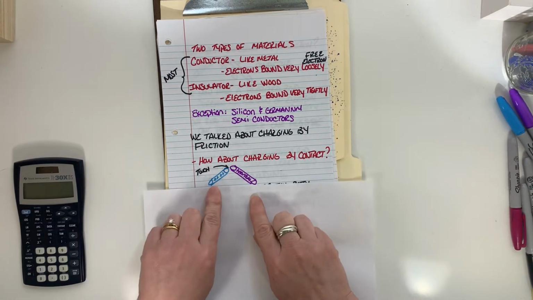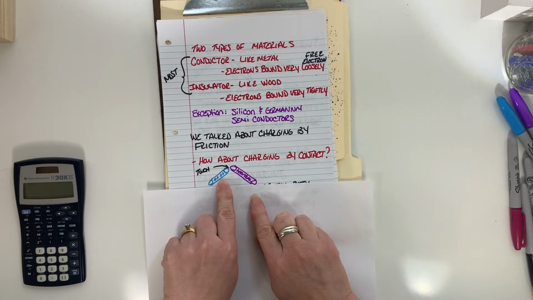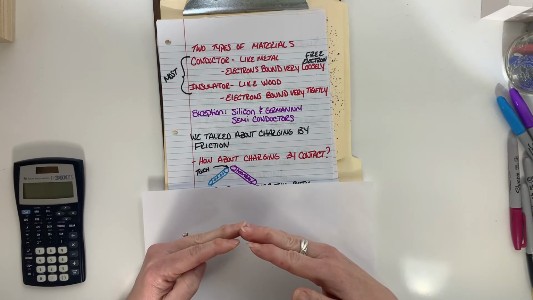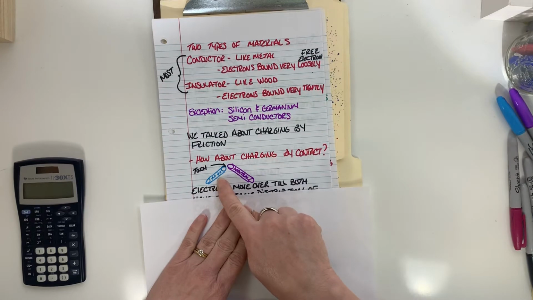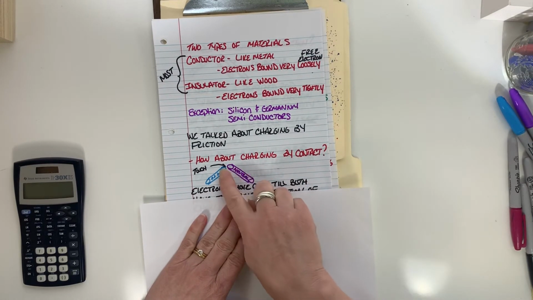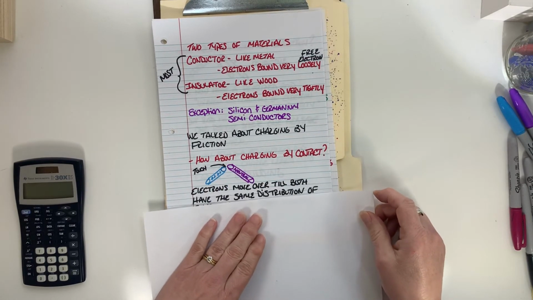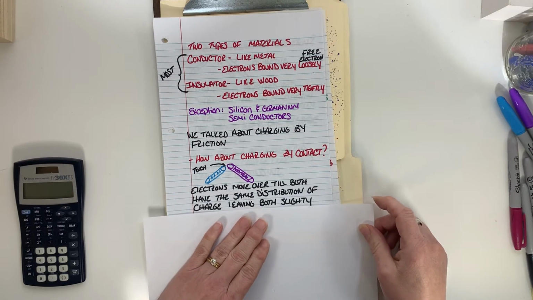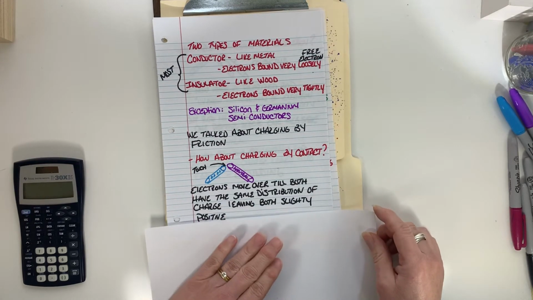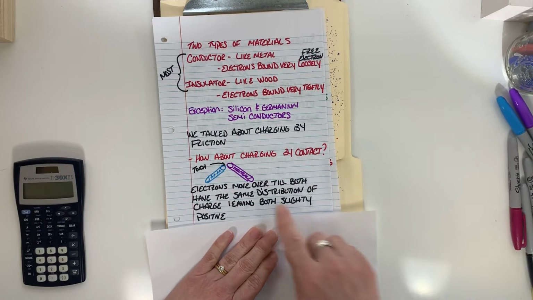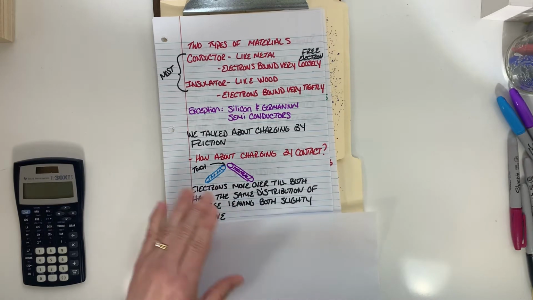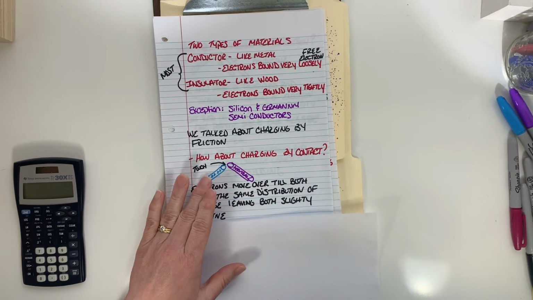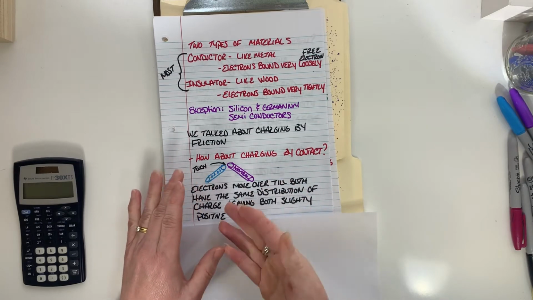So I have a positively charged glass rod, and I'm going to take a neutral rod and touch it to it. What happens? The electrons move over from the neutral rod until both have the same distribution of charge, leaving them both slightly positive. Because when the neutral rod loses some electrons, it's going to become slightly positive. But the glass rod is still going to be positive too, not as positive, but it'll be positive.